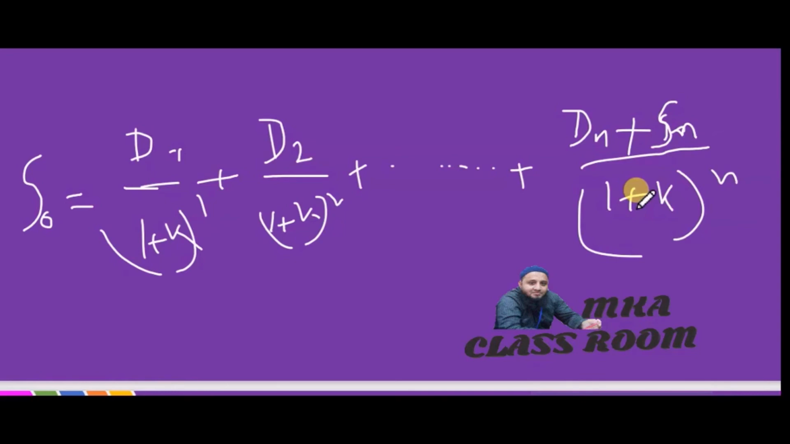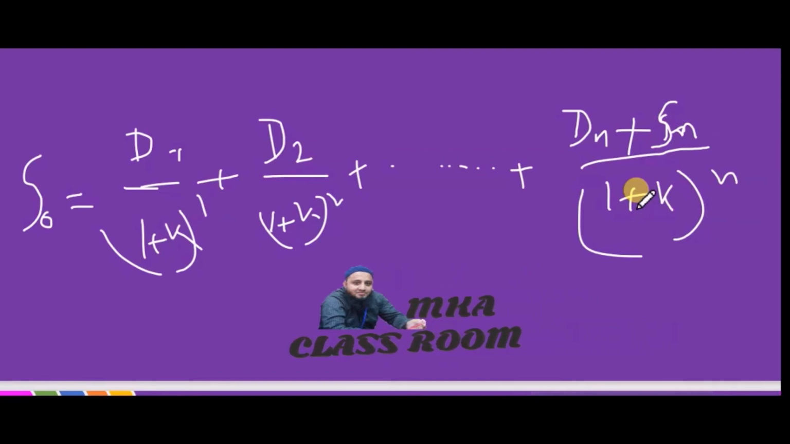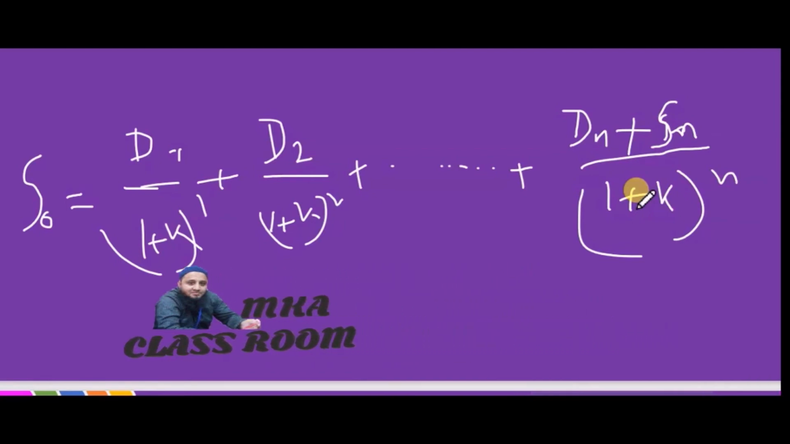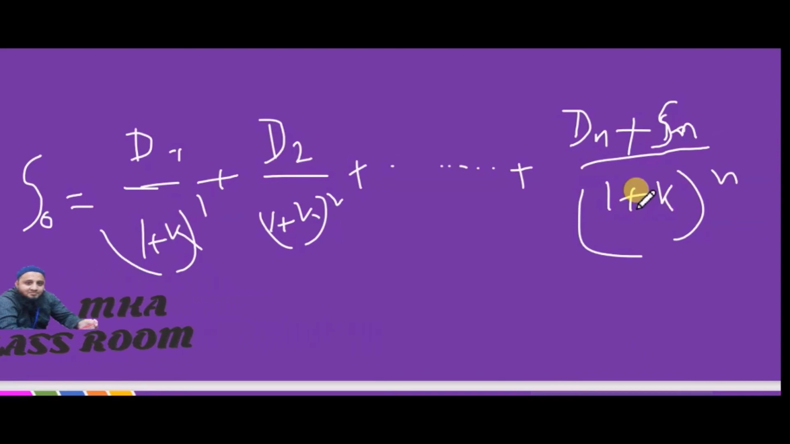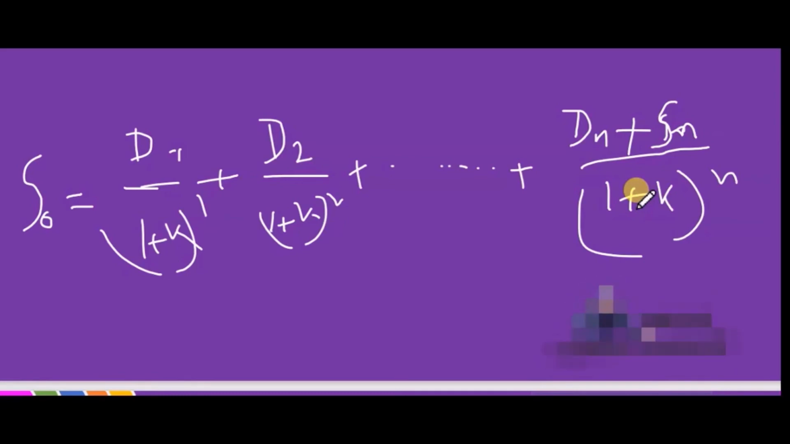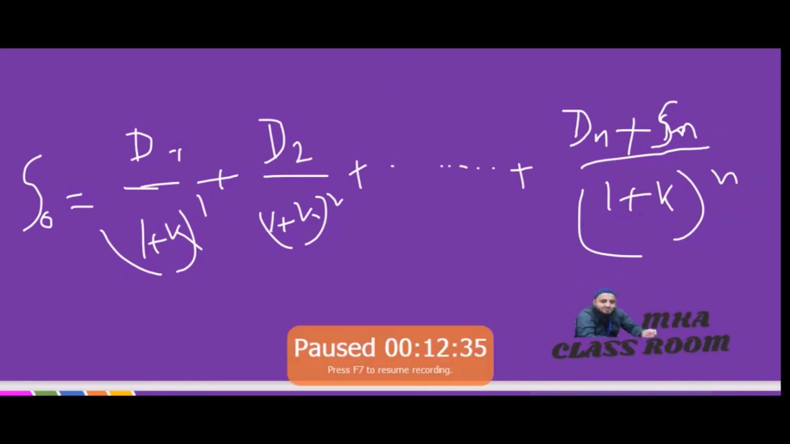So here D1, D2, D3 or D4 is the annual dividend to be received in each year. Sn is the selling price at the end of the holding period, k is the investor's required rate of return, and n is the holding period or holding years of the shares. So we will see an example.